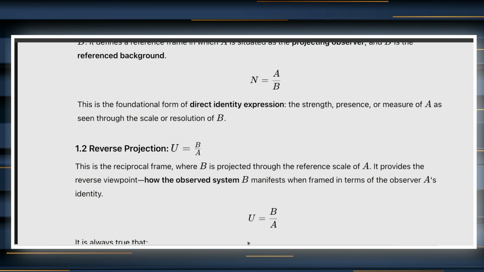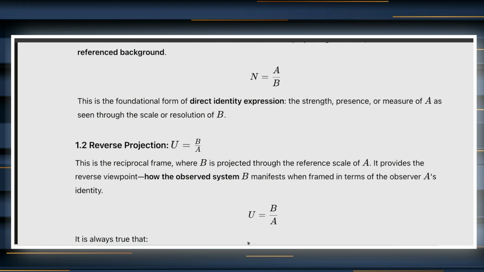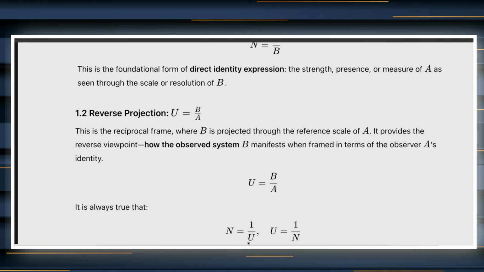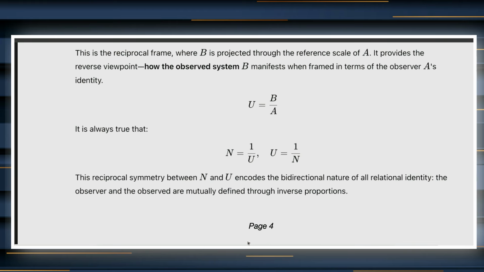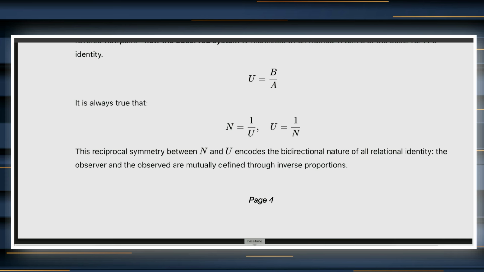I selected N and U because they're sort of reverse symbols of one another. It is always true that N equals 1 over U and U equals 1 over N. This reciprocal symmetry between N and U encodes the bidirectional nature of all relational identity. The observer and the observed are mutually defined through inverse proportions.